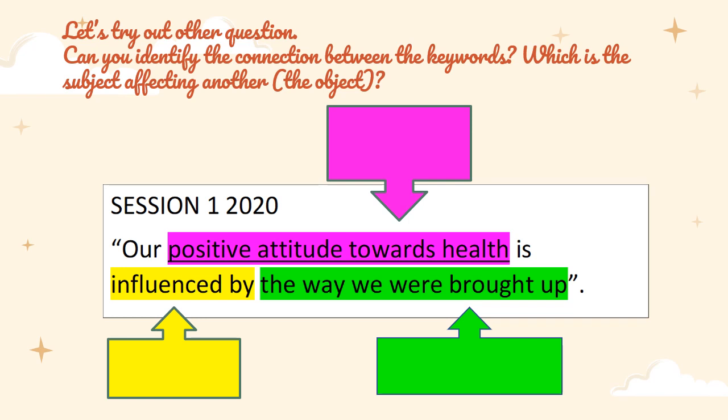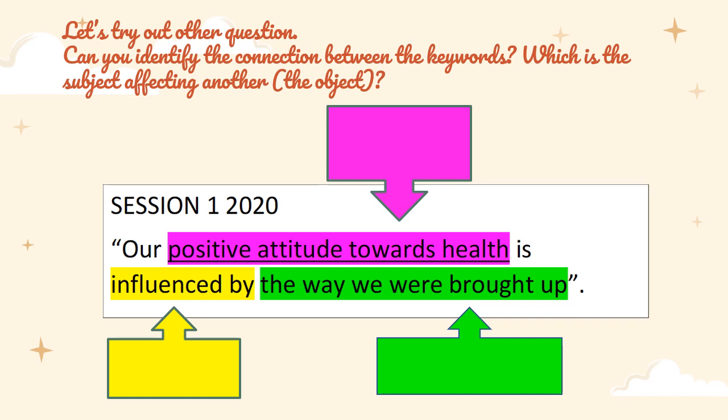Okay, so the question I pick here is from Session 1, the most recent MUET question, Session 1, 2020. And the question is, our positive attitude towards health is influenced by the way we were brought up. I repeat, our positive attitude towards health is influenced by the way we were brought up. What do you think the keywords here mean? So there are 3 keywords. One is positive attitude towards health. What does it mean?